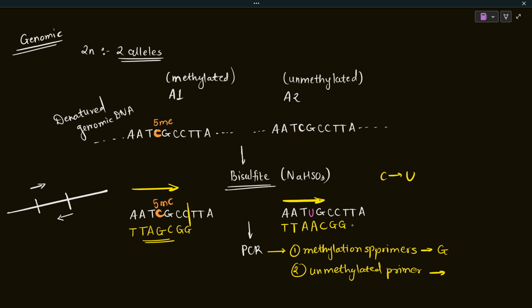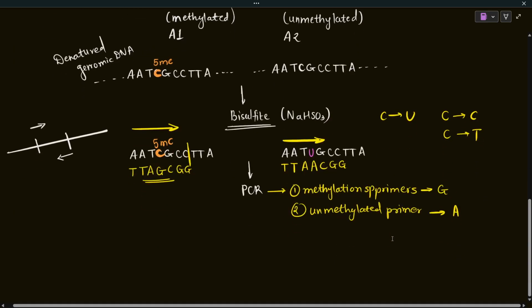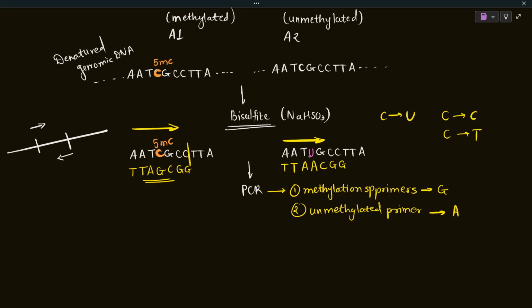So instead of treating the cytosine as cytosine for base pairing, you will treat cytosine as thymine. Okay, and that is why you are putting A in the primer. Are you getting it? Why? Because this cytosine is no longer a cytosine, it is converted into uracil, and the uracil gets base paired with the adenine.